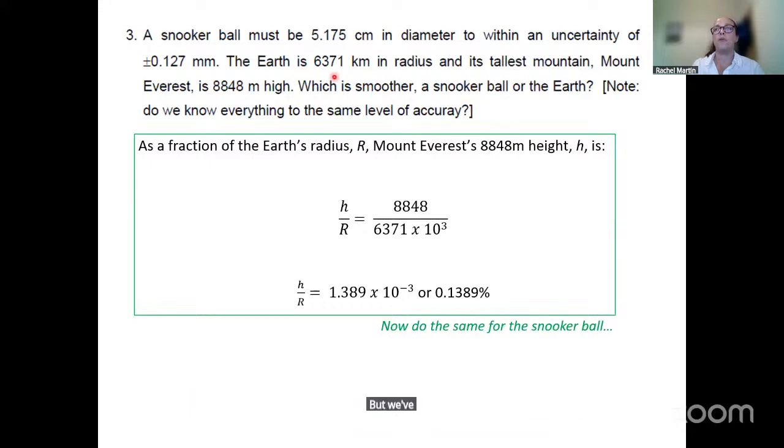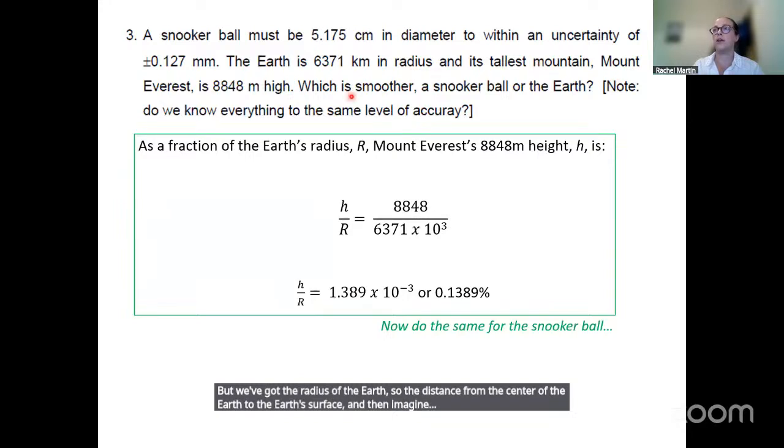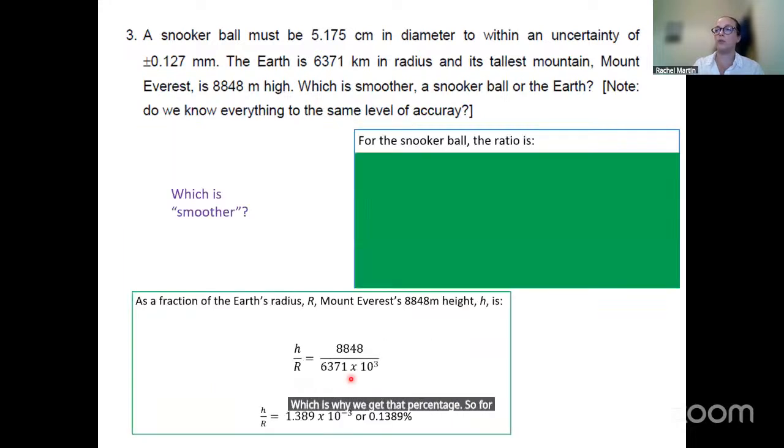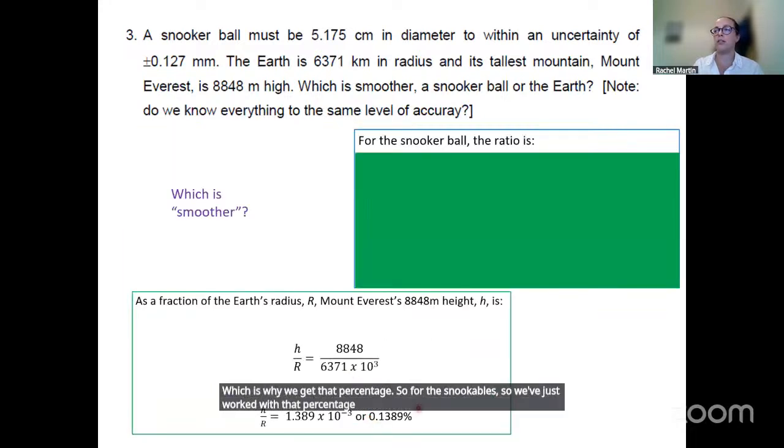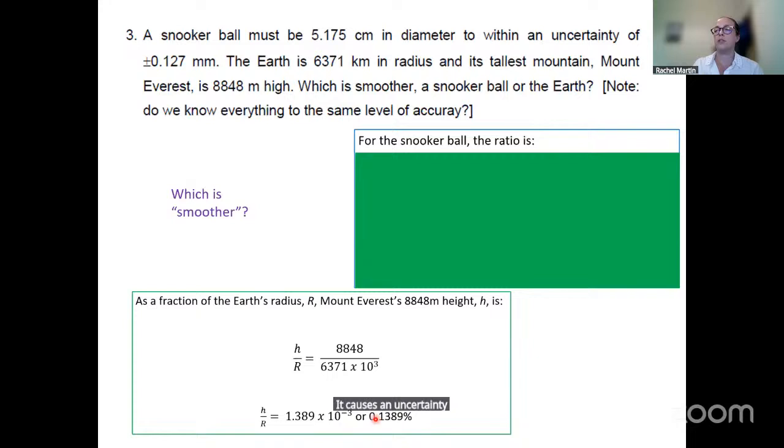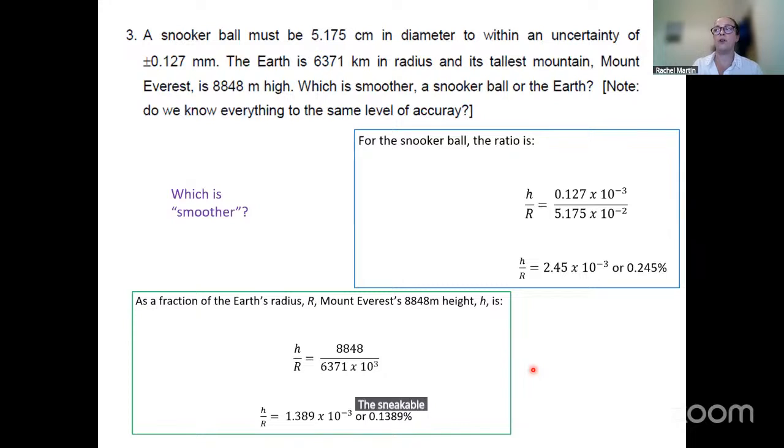But we've got the radius of the Earth, the distance from the center of the Earth to the Earth's surface. And then imagine Mount Everest is right next to that. That's the really not smooth part. So that's the uncertainty on that radius that you're given, which is why we get that percentage. For the Earth, Mount Everest causes an uncertainty or a lack of smoothness of 0.1389%. The snooker ball is 0.245%, the manufacturer's value of uncertainty on the diameter of the snooker ball.